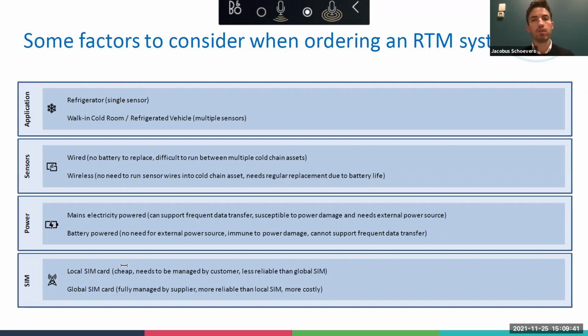And then lastly, but not least, is the SIM selection. So you can either use a local SIM card or a global SIM card. Local SIM cards is what you would procure in country, and these are typically pretty cheap, but this needs to be managed by the customer. And in our experience, you do have a lot of administrative effort that needs to go into managing these SIM cards and making sure that there's always enough data available to enable the SMSing and the data transfer. Global SIM cards are fully managed by the supplier, and it's typically, in our experience, more reliable than local SIM cards. More costly, unfortunately, but definitely more reliable and easier to manage from a country point of view, in our experience.